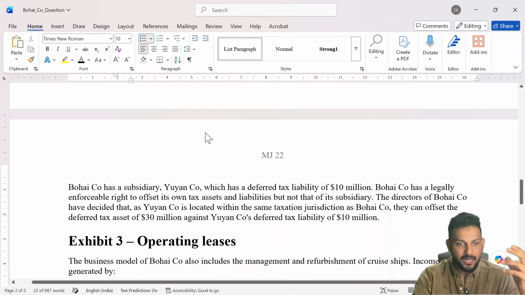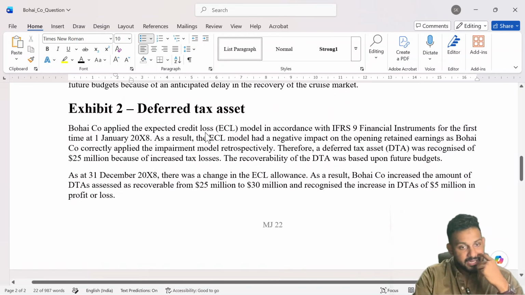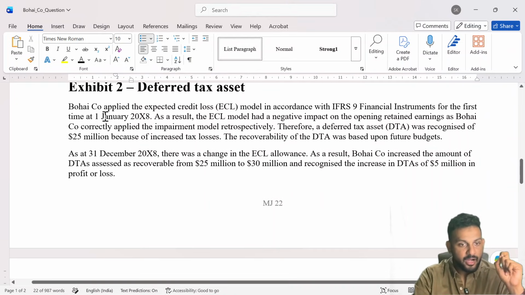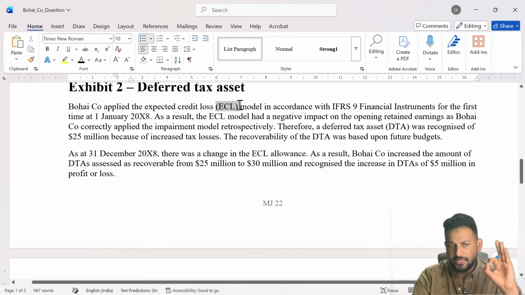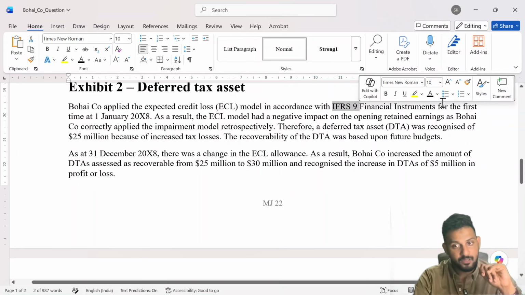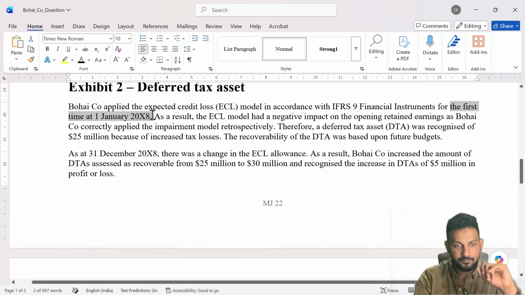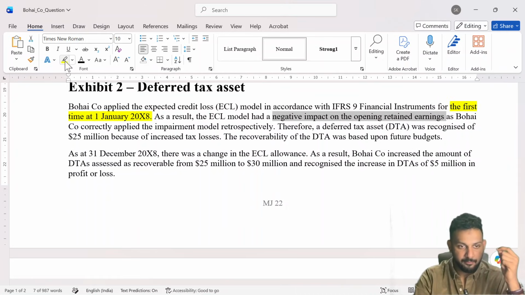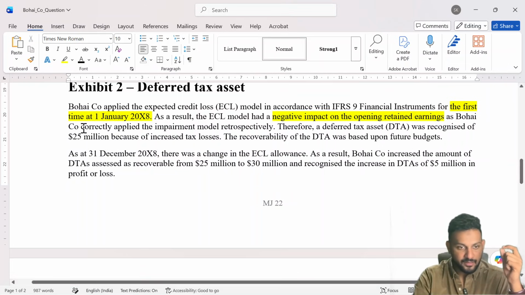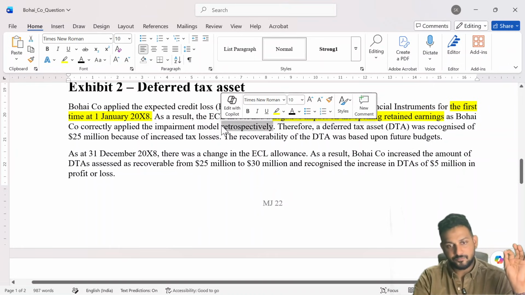Now let's read the exhibit. Exhibit 2, deferred tax asset. Bohai company recorded an expected credit loss as per IFRS 9 for the first time at 1st January 2028. At that date there is a negative impact on the opening retained earnings of Bohai company, and the company correctly applied the impairment model retrospectively.